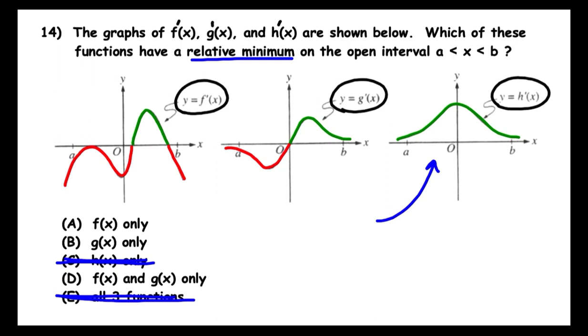So let's investigate. We'll start with what a relative min would be. A relative minimum means that I was falling and now I'm rising. And again, don't look at these pictures with the red and green. Think about if the original graph is falling, it means its derivative had to be negative. Its slope had to be negative. So you want to go from red to green. And that happens here. And it also happens here. So both f of x and g of x do have relative minimum values between a and b. And so the correct answer is choice D.